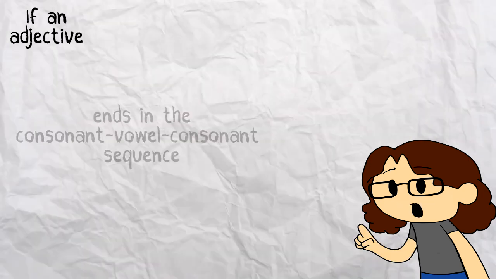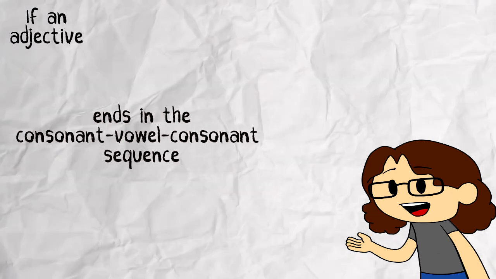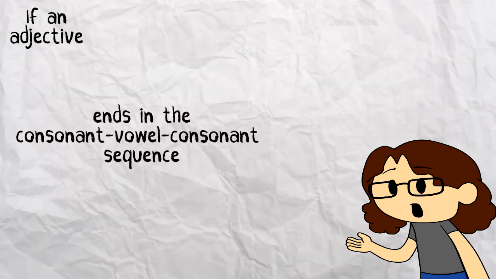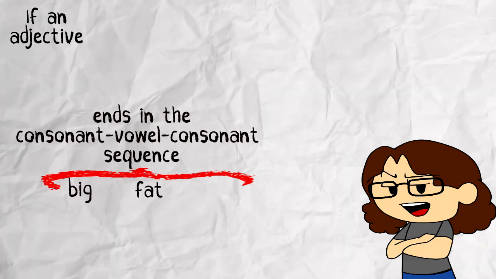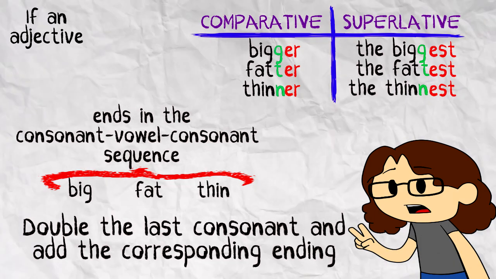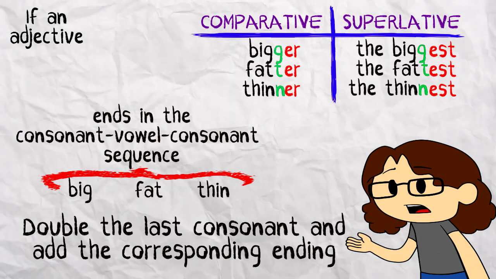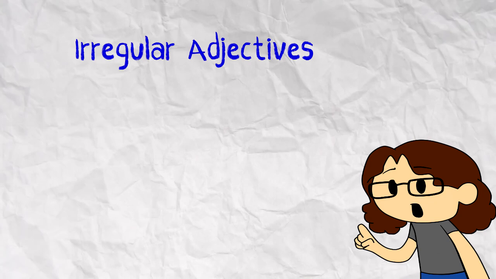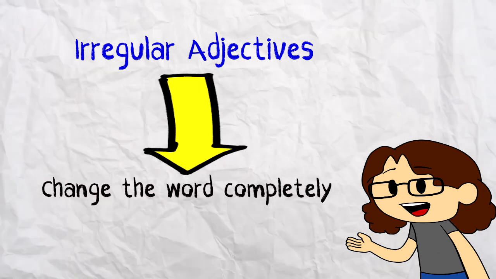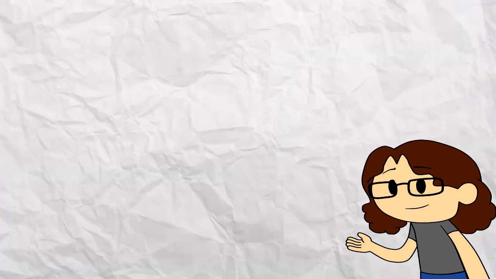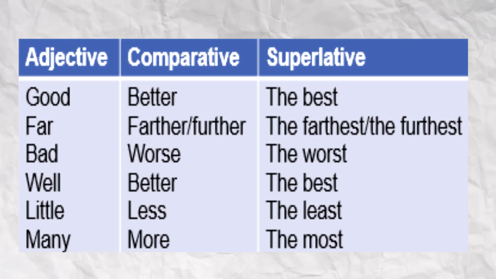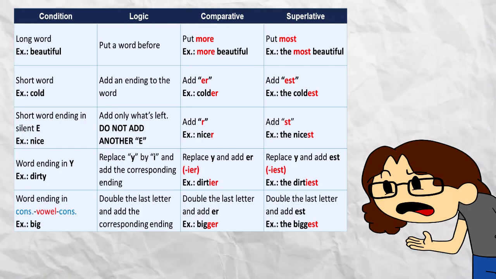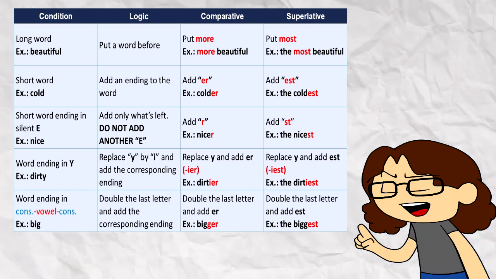If the adjective is a word that ends in a sequence of a consonant-vowel-consonant, it means that the 3 final letters are in that order, such as big, or fat, or thin. You double the last consonant and add the corresponding ending. Now, there are irregular adjectives, which means they change their form when you use the comparative and superlative degree. These are those adjectives. It's simple, right? It's always adding er or est, except in long adjectives.